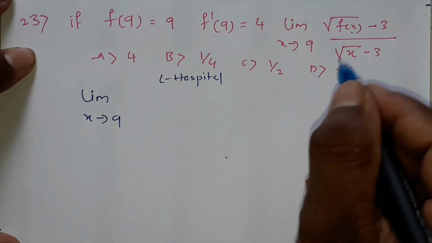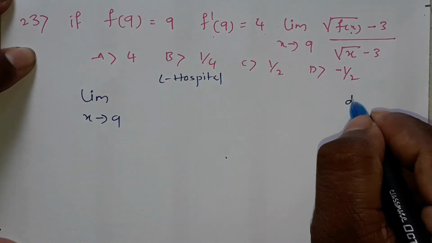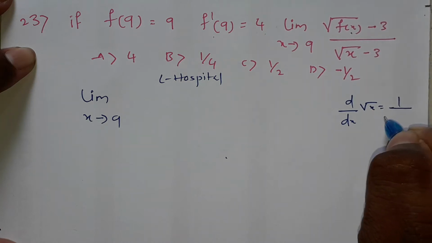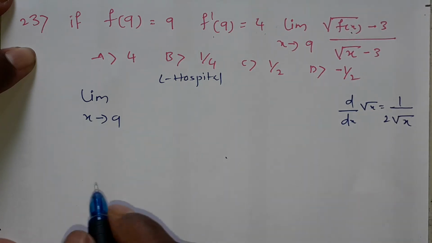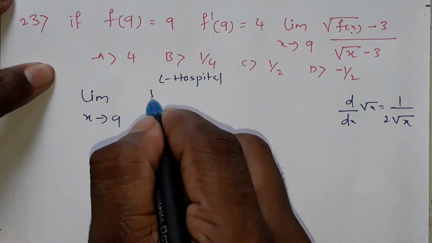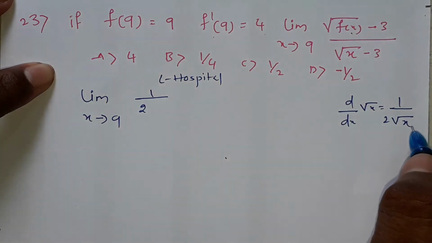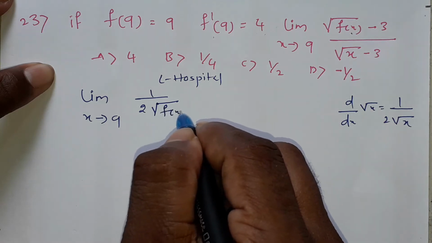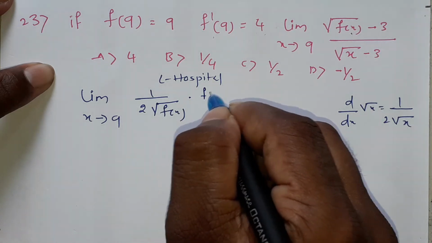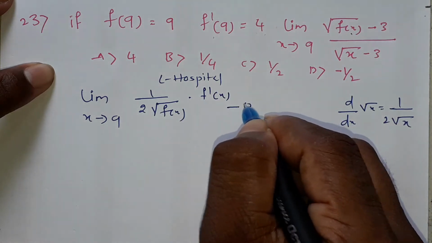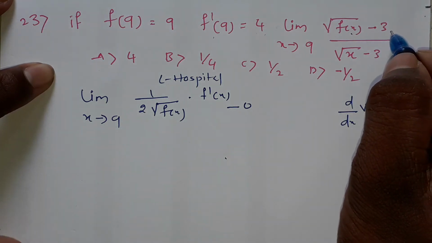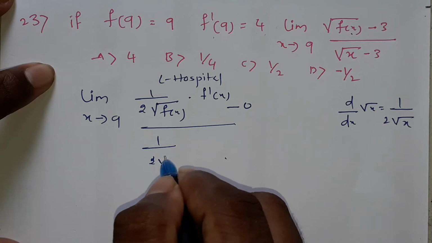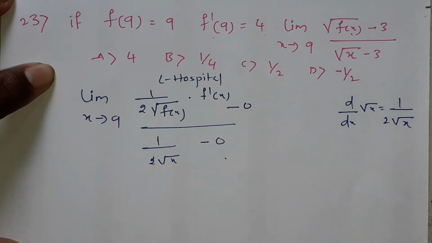Limit x extends to 9, d by dx of root f of x. The formula is d by dx of root x is equal to 1 by 2 root x. In place of x, what is there? f of x. We write under root f of x, again d by dx of f of x, we write f dash of x. Minus, because the derivative of a constant value is 0. In denominator 1 by 2 root x minus 0.